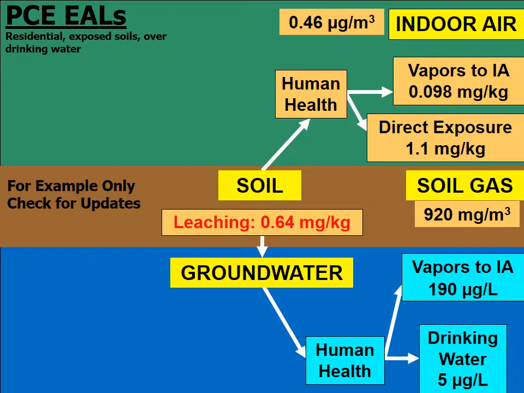So back to our example PCE environmental action levels. So residential site scenario, or unrestricted land use as we refer to it, exposed soils over a source of drinking water. So in this case again, it doesn't show here, but the target action level we were using for groundwater is the MCL, 5 micrograms per liter, because it was the lowest of all the action levels for groundwater for PCE under this scenario. So we plug that into the model and we back calculate and get a soil leaching based action level of 0.64 milligrams per kilogram.